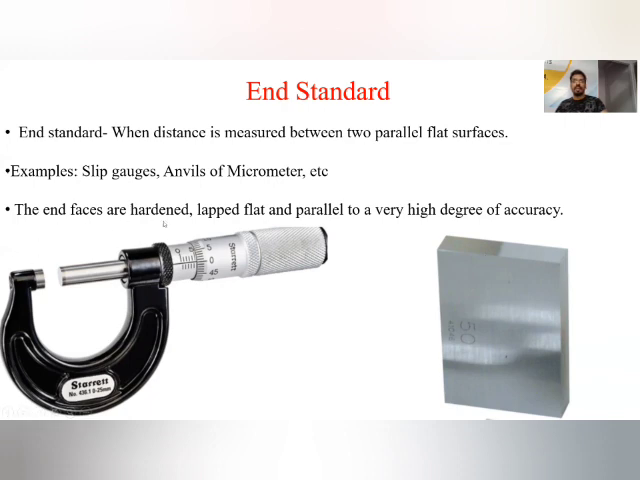The end faces are hardened, lapped, flat, and parallel to a very high degree of accuracy. It is compulsory for the end standard that the flat surfaces must be parallel to each other and completely flat. For example, in the case of the anvil of a micrometer, this is flat and this is also flat, and this is completely hardened. So the distance is measured between the two parallel flat surfaces with the help of an end standard.